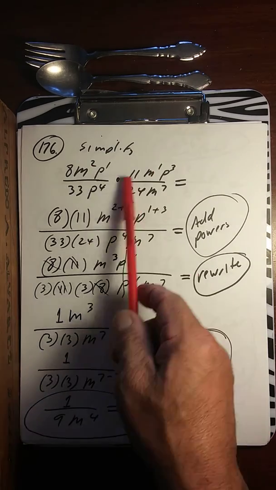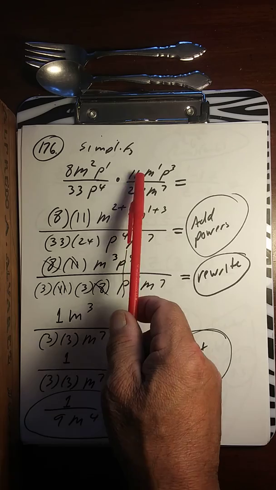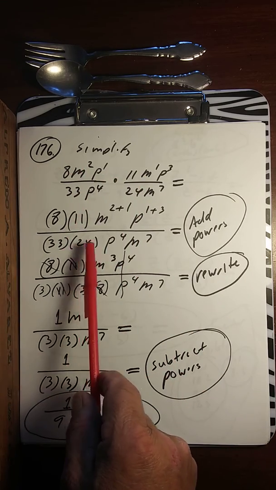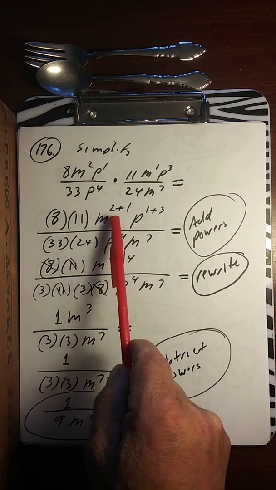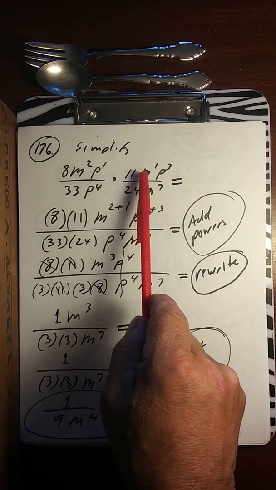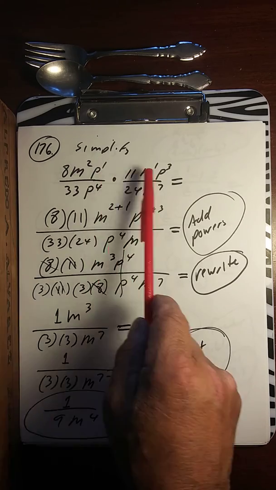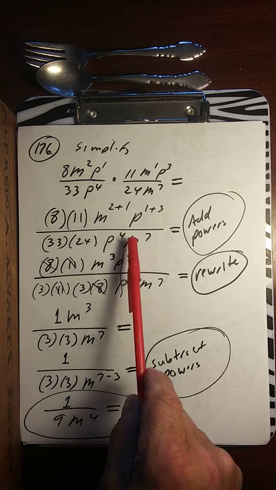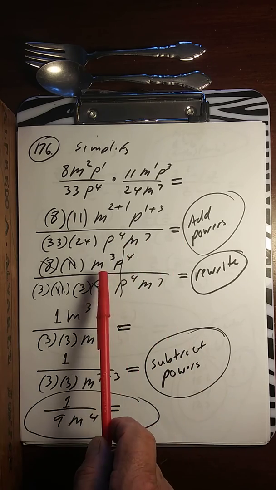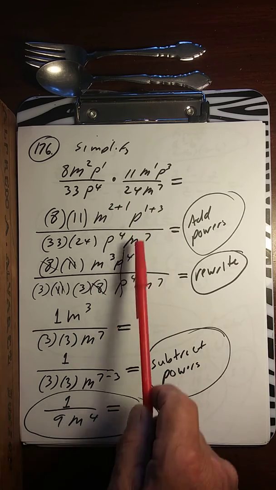This one, we put the ones in there. So now 8 times 11 right there, and 30 and 24 together right here, and then add the powers. Let's see, P1, P3, and we have M and M. So M to the 2 plus 1, P to the 1 plus 3, bottom one, leave it alone. So now we have M cubed, P to the 4.